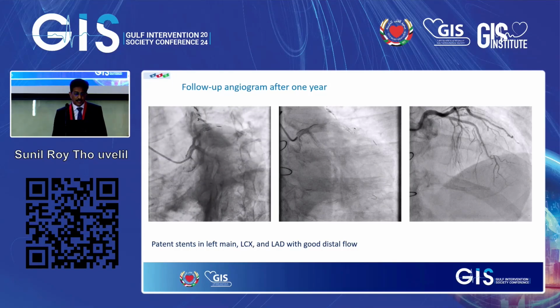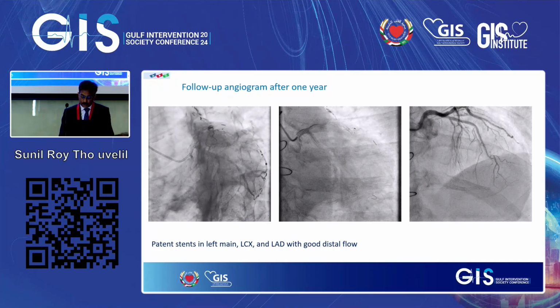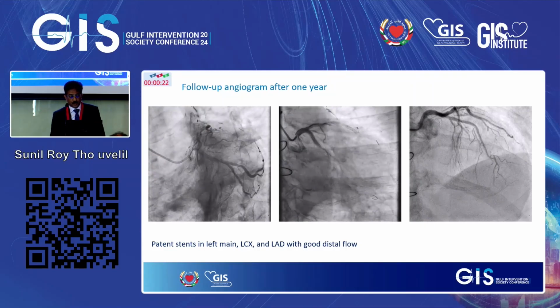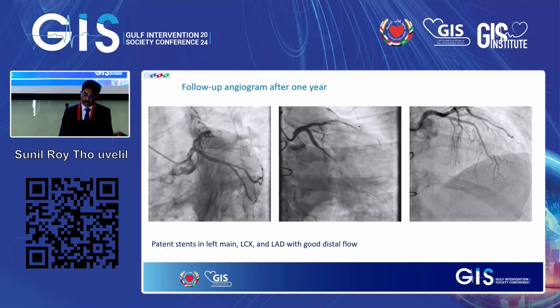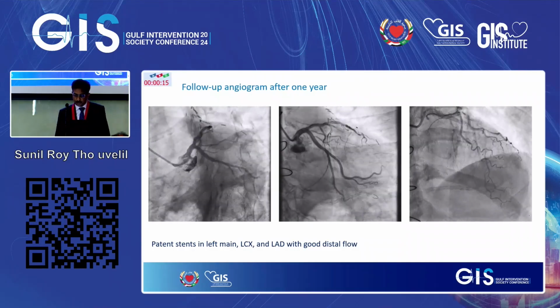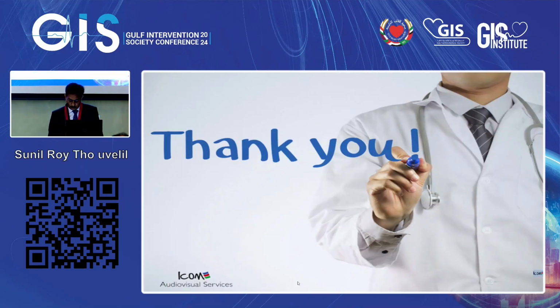So we did a check angiogram after 1 year, and this was the angiogram done 3 months back. So the left main to LCX stent and the left main to LAD stent are patent, and the LAD stent is patent, and also the RCA is patent. So he's doing well. Stent entrapment is a rare but potentially fatal complication, but now the incidence is decreasing because of improvement in techniques: we have calcium modification techniques, we have intravascular imaging. So this complication is likely to be less in the future.